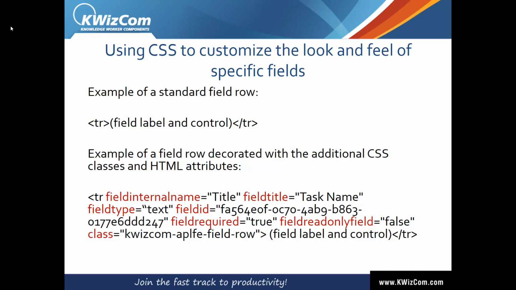There's what the type of field it is, what the field ID is, whether or not the field is required, whether or not the field is a read-only field, and we add the field row class to it. So now these rows have all these extra HTML attributes, and because they have these attributes, you can use them as CSS rules. How would that work exactly?